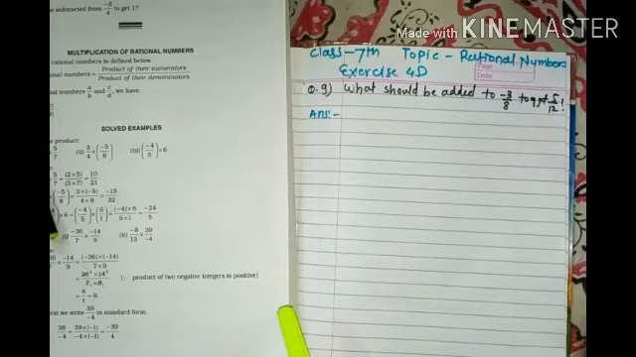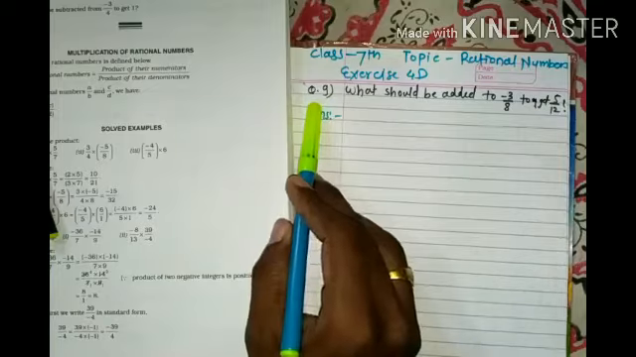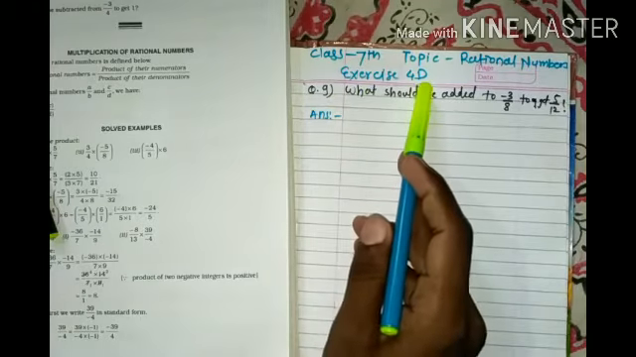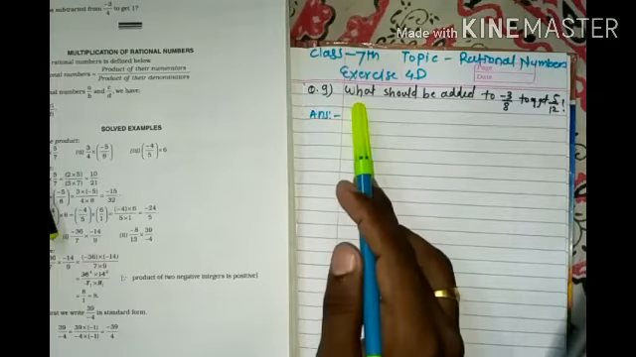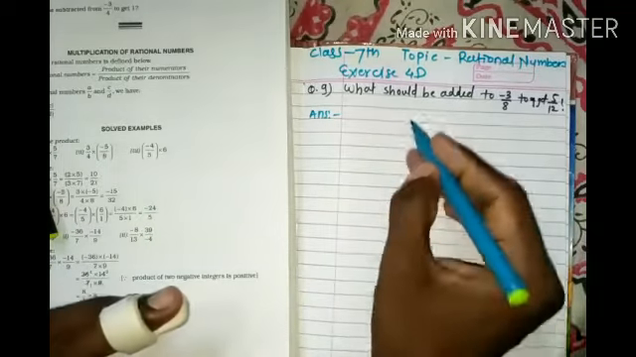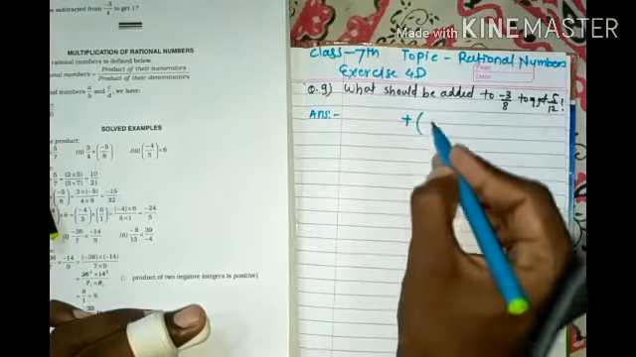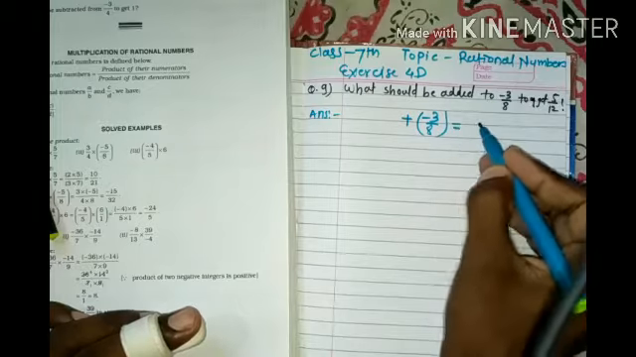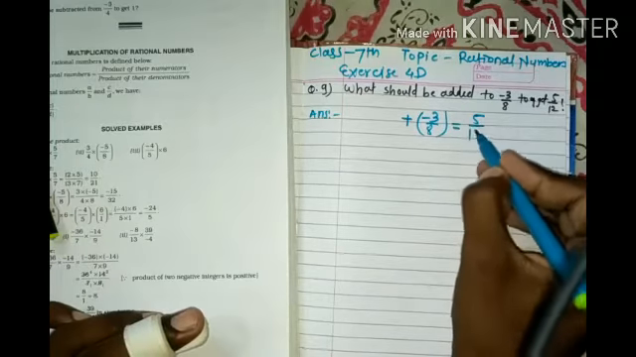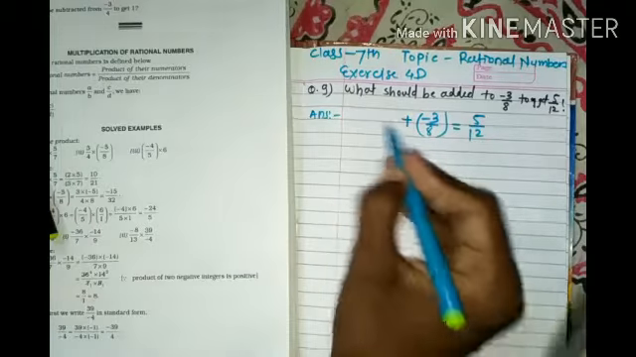Hello students, now we are going to solve question number 9 of exercise 4D of rational numbers. The first question is: what should be added to minus 3 by 8 to get 5 by 12? So we have to think what would be added to this minus 3 by 8.